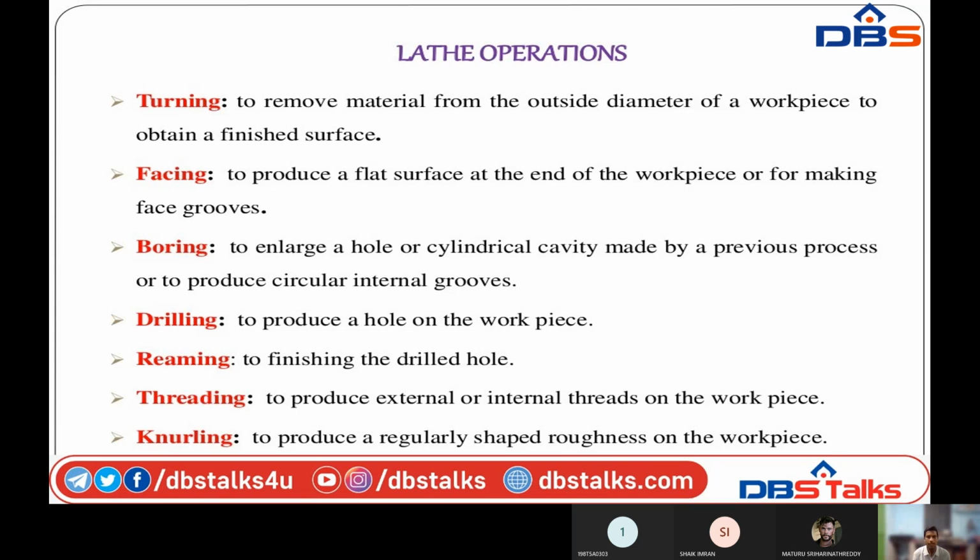Threading. Threading consists of internal and external threads. For threading, we prefer a different type of tool in the tool post. Knurling is also similar to threading, but it differs. Threading means internal or external threads, but the knurling process produces regularly shaped roughness on the workpiece. I will show the figure of knurling in the next slide.